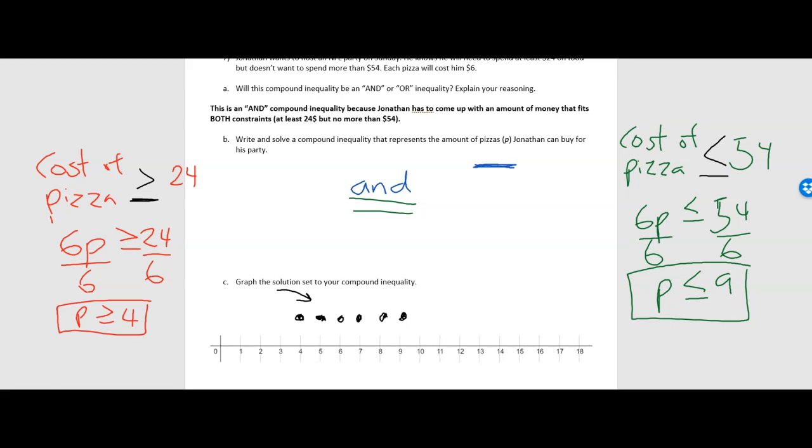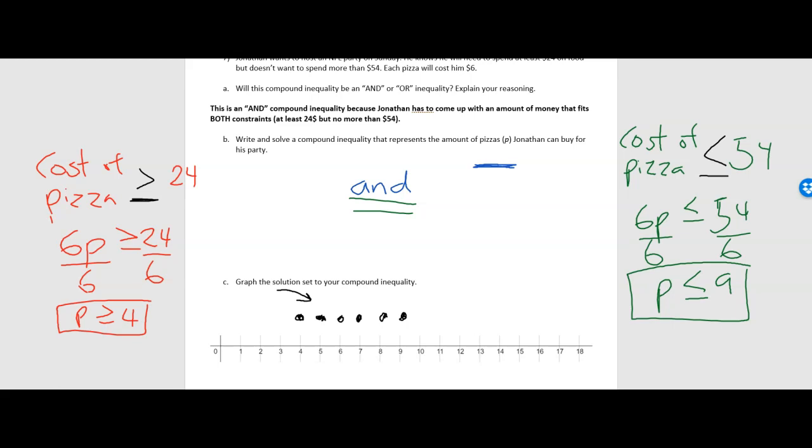Right? Jonathan can buy 4 pizzas. He could buy 5, 6, 7, 8, or 9 pizzas. Those are his options. So there are multiple solutions here. But there's not an infinite amount of solutions like there are with other inequalities, right? When we're just solving a regular problem, we can include all the numbers between 2 points. Other times, though, right, we have to stick with our whole numbers.